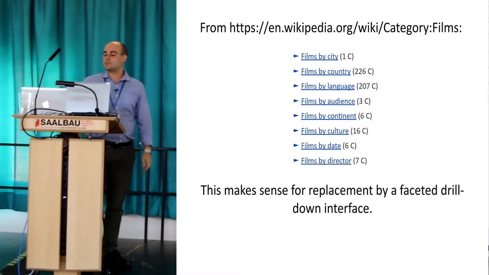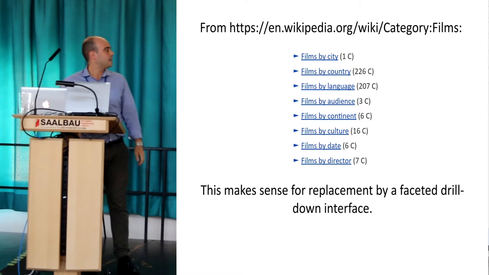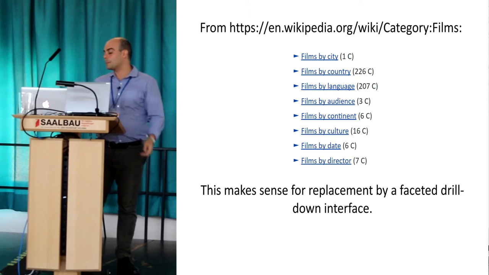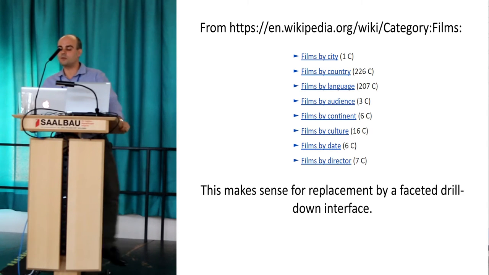Here is a very small snippet, I don't know if you can see that, from the category Films on the English language Wikipedia. There's a whole bunch of subcategories here. There's films by city, by country, by language, audience, continent. So these are all subcategories with the express purpose of filtering. These only exist so that they can provide additional children subcategories to do the specific faceting of this information.